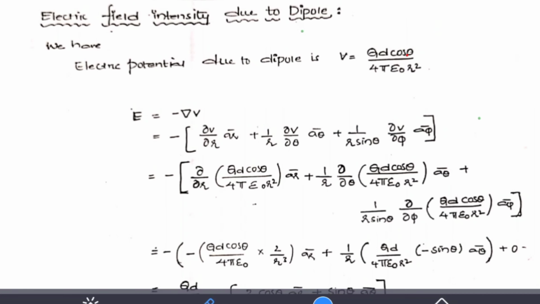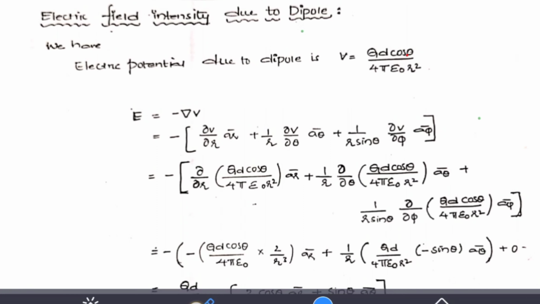Now we go for the electric field intensity, that is E bar due to a dipole, which we will see now. Already we know the relation between E and V: E equal to minus del V. What is this? Potential gradient. From the potential gradient we can relate E and del V, as we saw in the last class.